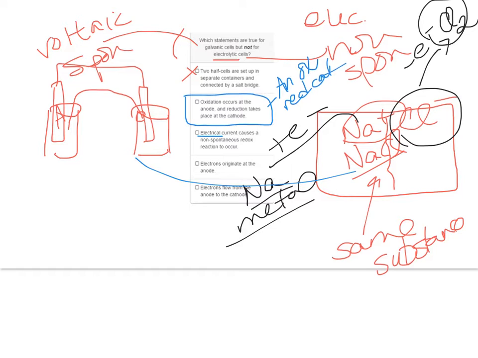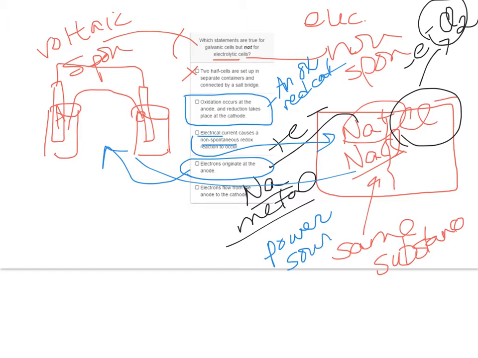Electrical current causes a non-spontaneous reaction to occur. That is describing only the electrolytic cell. Electrons originate at the anode only describes a voltaic cell. Where do the electrons originate in an electrolytic cell? They originate from a power source, okay, a battery or something. So electrons are from the power source. And electrons flow from the anode to the cathode, A before C, which is true of both types of cells.